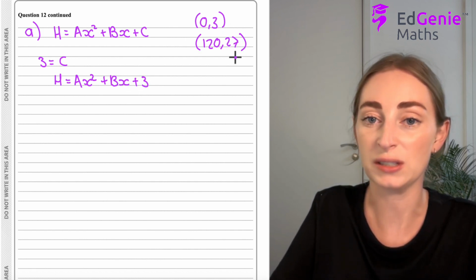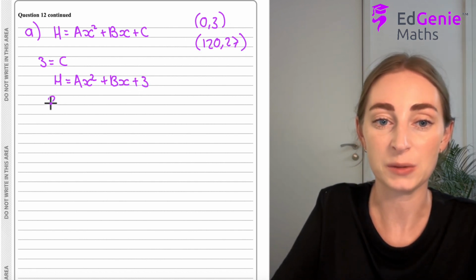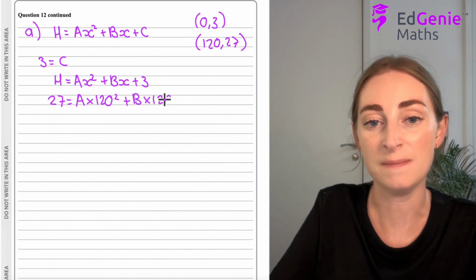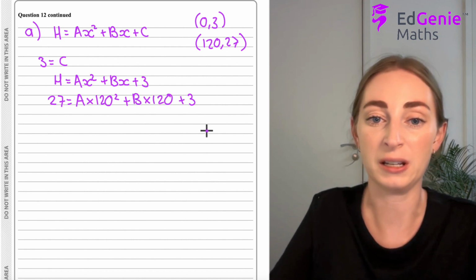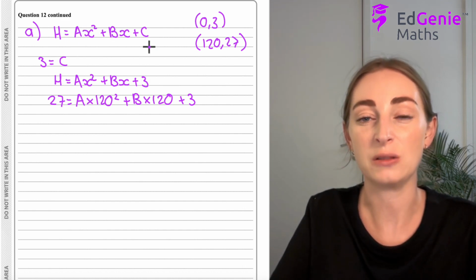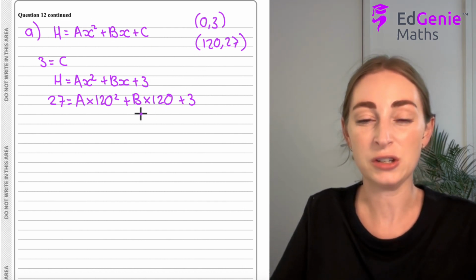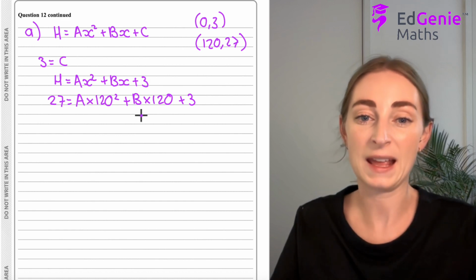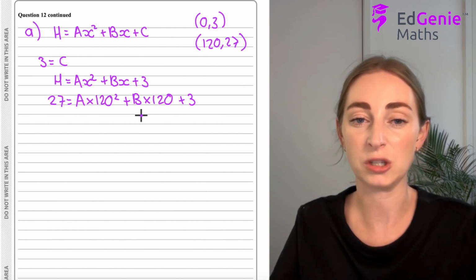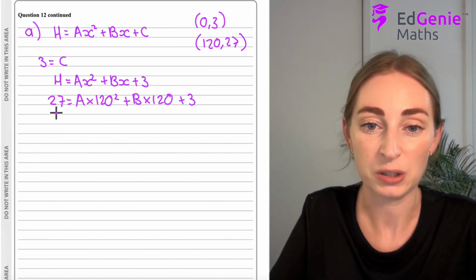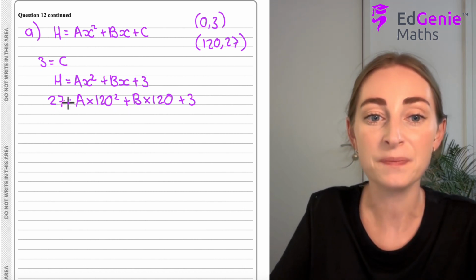Now let's try substituting in this one. So 27 equals a times 120 squared plus b times 120 plus 3. And yeah, we've got 3 unknowns, so we do need 3 pieces of information, because even doing this, because we've got a and b to find, we're not going to be able to do it. So we're going to have to use our maximum turning point as well, unfortunately, but that's fine.